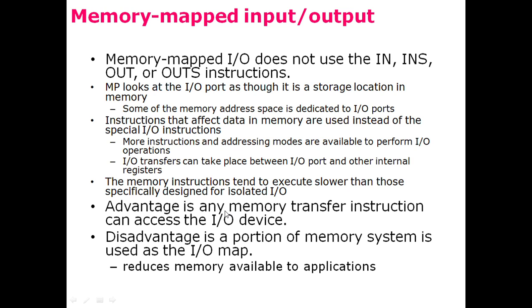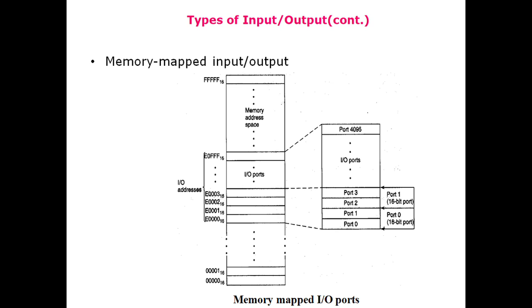The memory instructions tend to execute slower than those specially designed for isolated I/O. So these instructions are much faster. Advantages: any memory transfer instruction can access the I/O device. So this is an advantage. And the disadvantage is that a portion of the memory system is used as the input and output map. So this reduces the total memory that can be interfaced with the microprocessor. The total capacity of memory is reduced, as shown here.